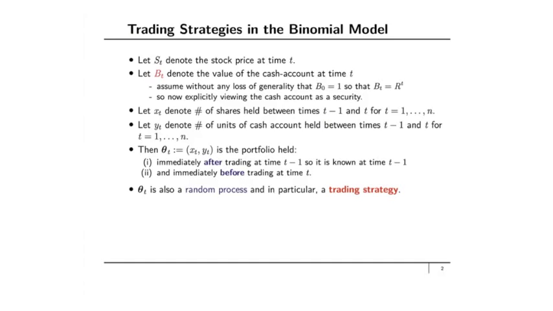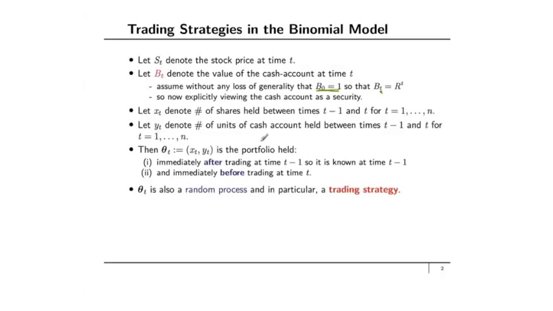We're going to start off at time 0 with B_0 equals $1. So this is the value of the cash account at time 0. And then the value of the cash account at time t is simply R to the power of t. So it's just a deterministic security that grows by a factor of R in each period. Okay, so now we're explicitly viewing the cash account as a security.